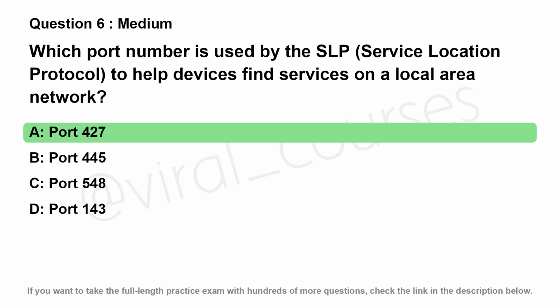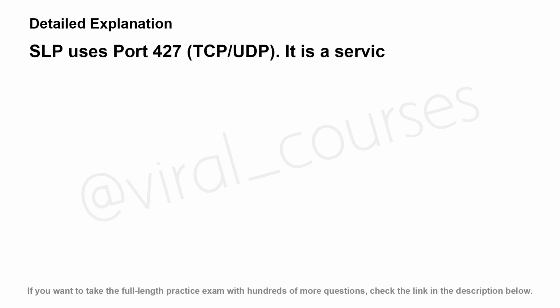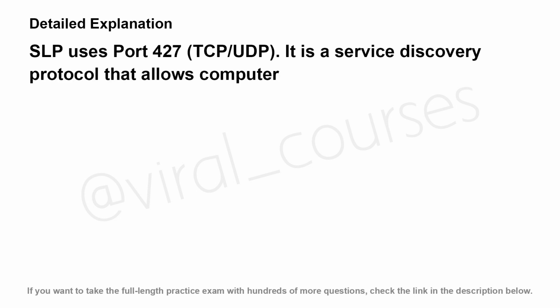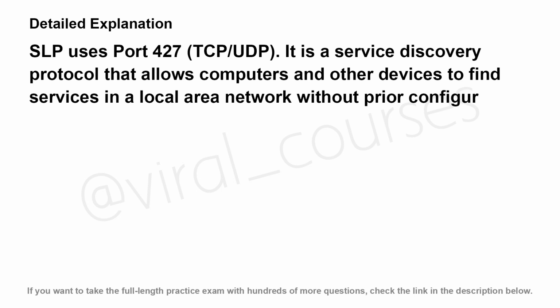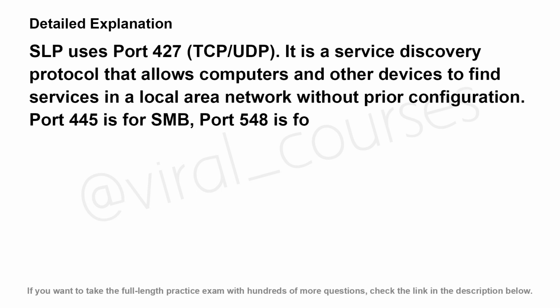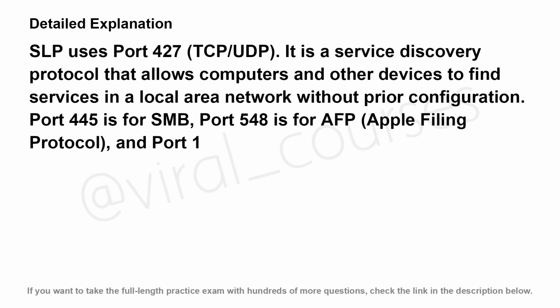The correct answer is A. SLP uses port 427, TCP, UDP. It is a service discovery protocol that allows computers and other devices to find services in a local area network without prior configuration. Port 445 is for SMB. Port 548 is for AFP, Apple Filing Protocol, and port 143 is for IMAP.